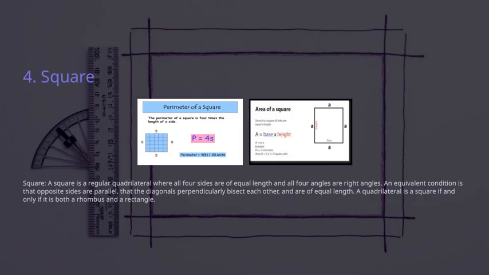Another key aspect is about the diagonals. In a square, the diagonals not only bisect each other, that is, they cut each other exactly in half, but they are also perpendicular, crossing at right angles. Plus, these diagonals are of equal length, adding to the perfect symmetry.